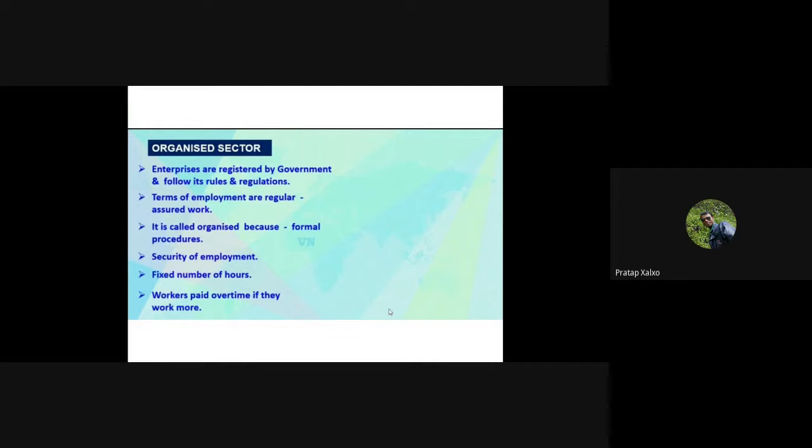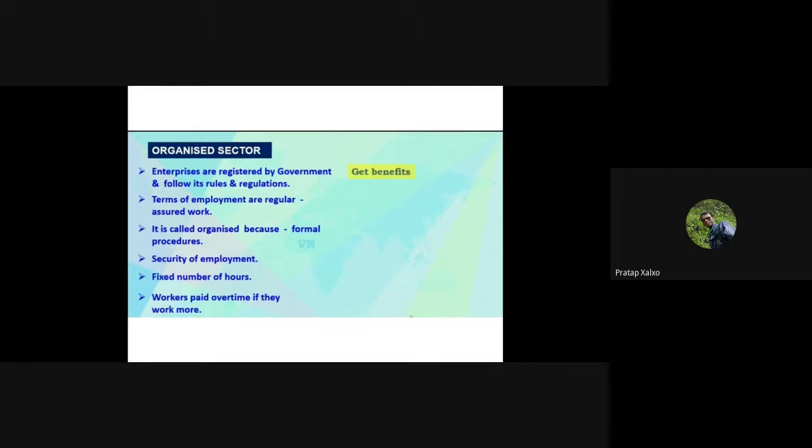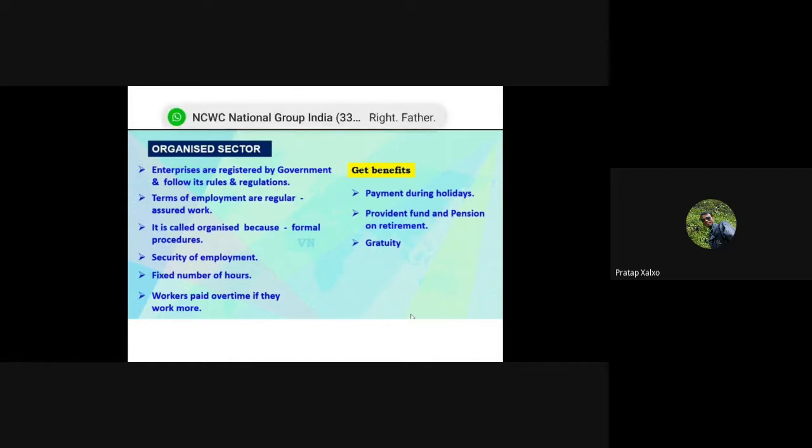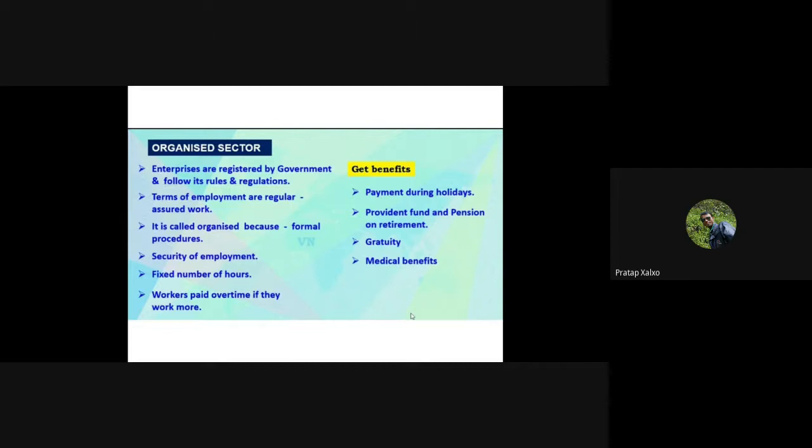Workers are paid overtime if they work more, and they also get benefits such as payment during holidays, provident fund, and pension on retirement, gratuity. Gratuity is the big amount that is given to a person once he retires from a job, generally 20% of what he has earned. Then medical benefits and safe working environment.